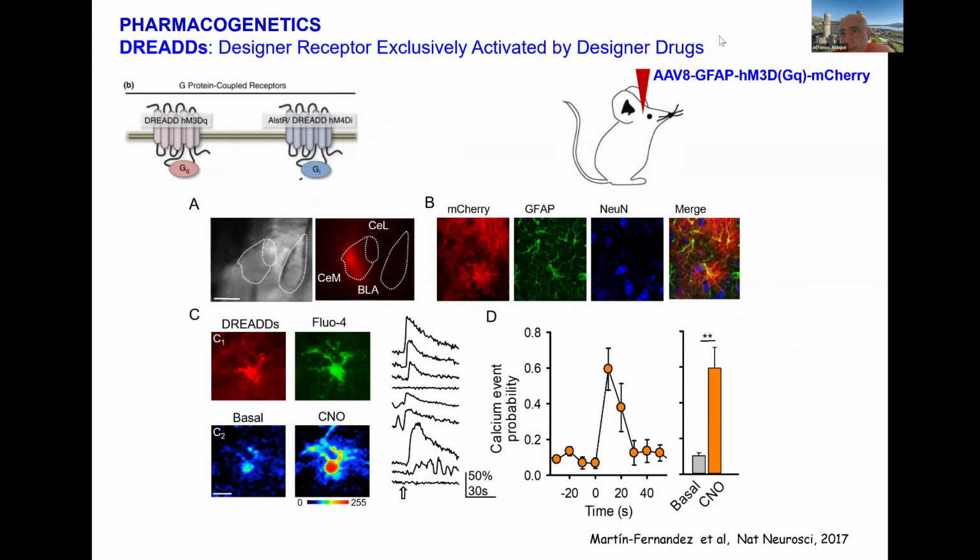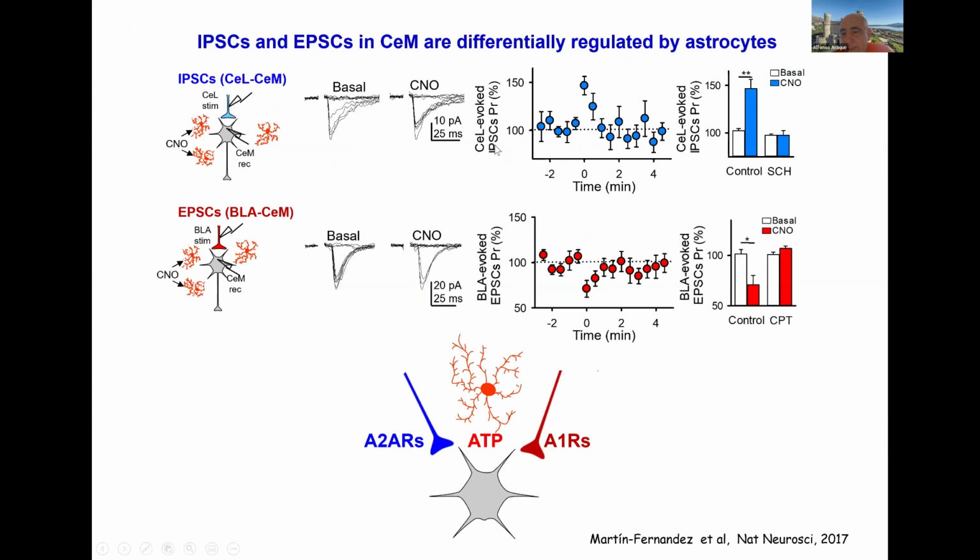For that, we use the DREADs strategy, the pharmacogenetic strategy, of injecting the amygdala with a virus that contains the Gq DREAD and the GFAP promoter to express the DREADs specifically in astrocytes in the centromedial nucleus of the amygdala. We observed that upon activating these astrocytes with CNO, we could see calcium elevations in the astrocytes, as expected. Then what is the effect of this calcium elevation in the astrocytes on the synaptic transmission in these neurons? So we recorded in the centromedial nucleus and we stimulated the inhibitory terminals from the centrolateral nucleus.